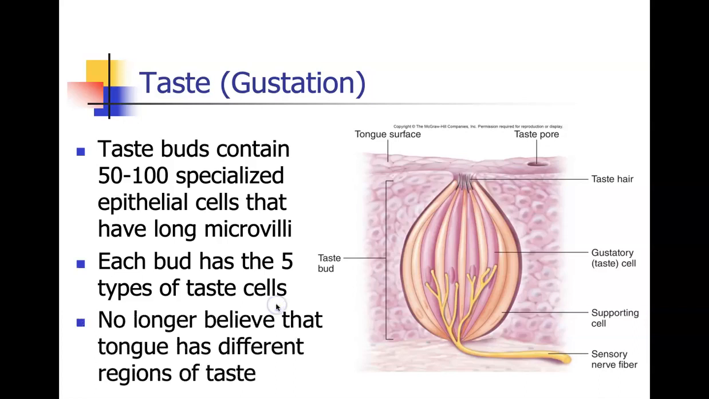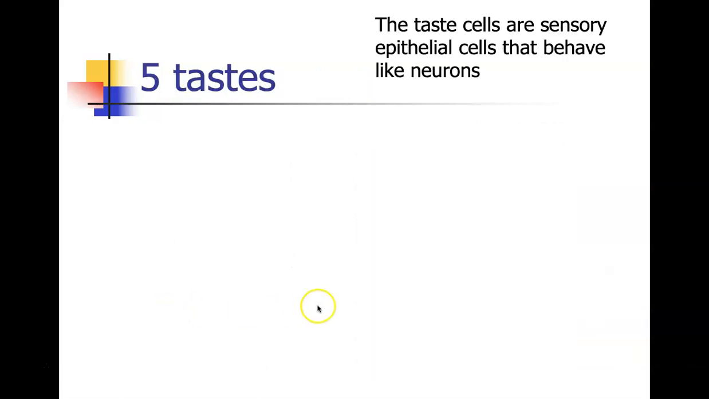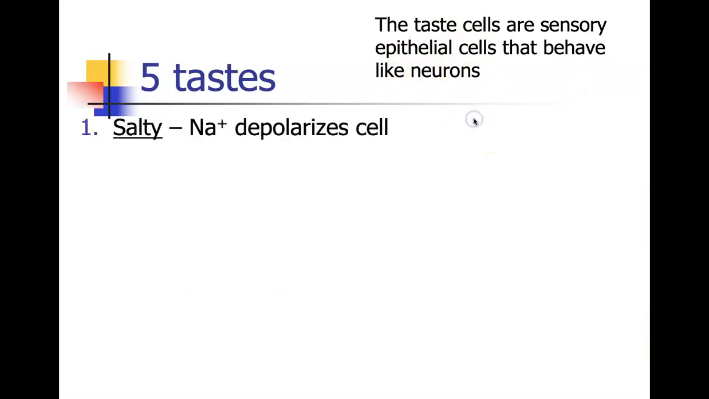Okay, so it used to be thought that the different tastes were tasted on different parts of the tongue, different regions, but we now know that each taste bud can taste the 5 main things we can taste. So it's not about regions of the tongue. Okay, so what are those 5 tastes? The taste cells are actually specialized sensory epithelial cells that behave like neurons. Okay, so they send neural signals back to the brain, but they are actually sensory epithelial cells.